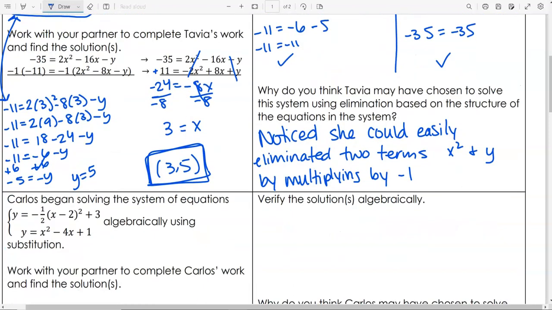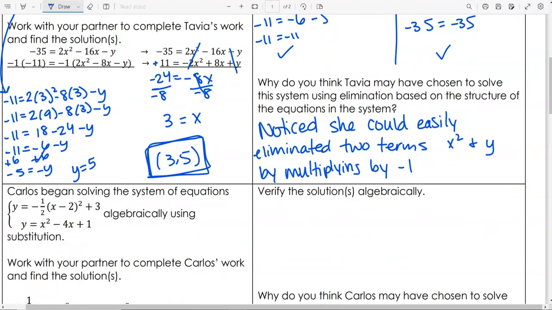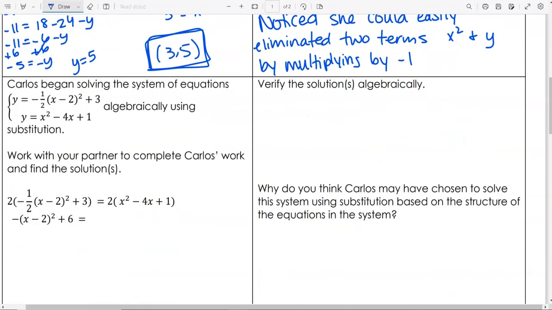Okay. All right, Carlos, he was given y equals negative 1/2 (x minus 2) squared plus 3, and y equals x squared minus 4x plus 1. Okay, he chose to use substitution. So here's Carlos's starting. He started it off. What did he do? Let's see. He made them equal to each other. Then he multiplied both sides by 2.